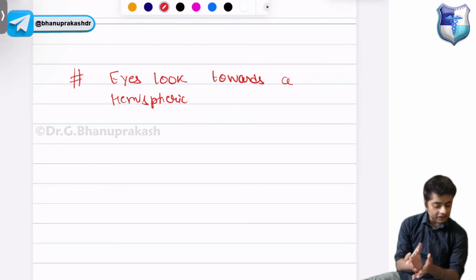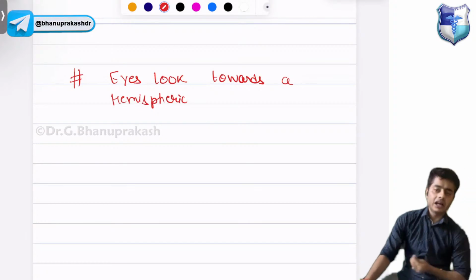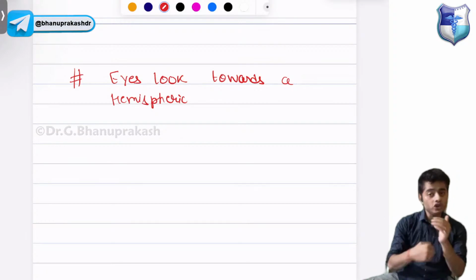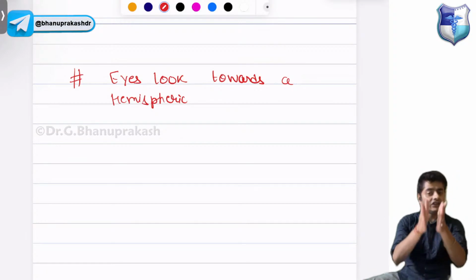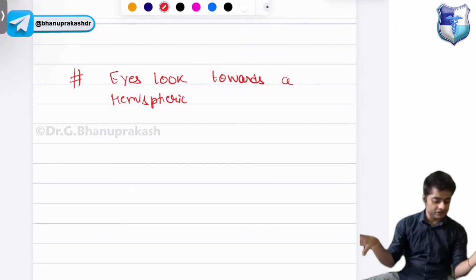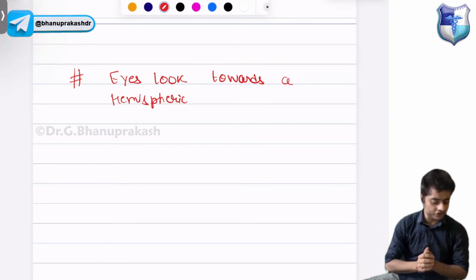Rishali is asking, what is the function of falx cerebri? Son, in the last lecture I told you about tentorium cerebri. Falx cerebri is a sheet of dura mater. What does this sheet do? It divides the brain into two parts: one is your right cerebral hemisphere, the other is your left cerebral hemisphere. This is the function of falx cerebri.